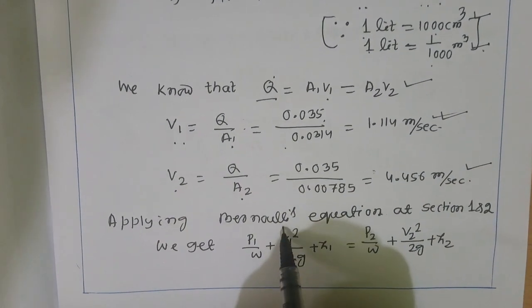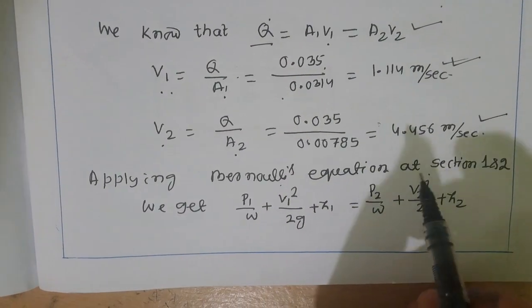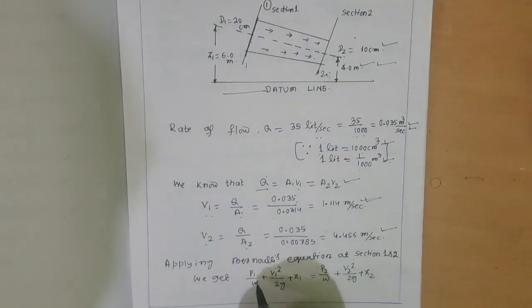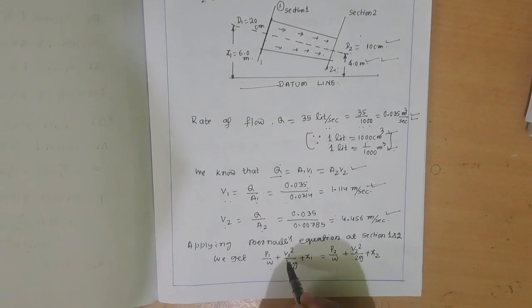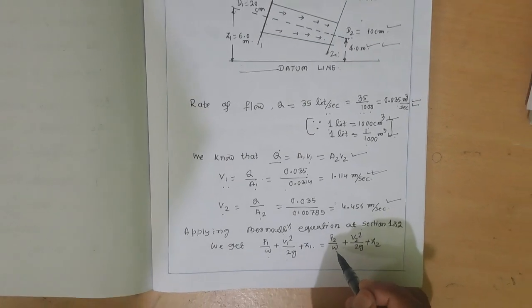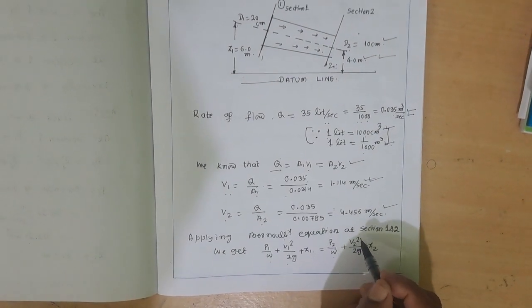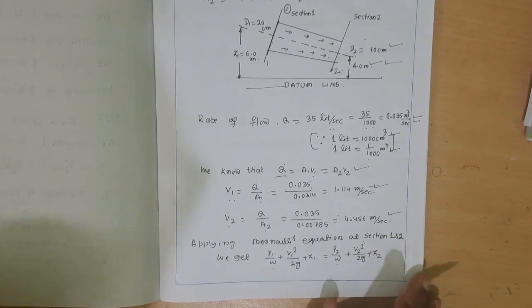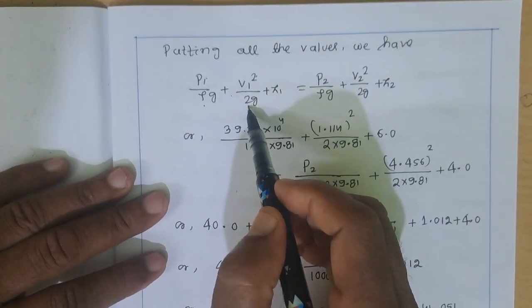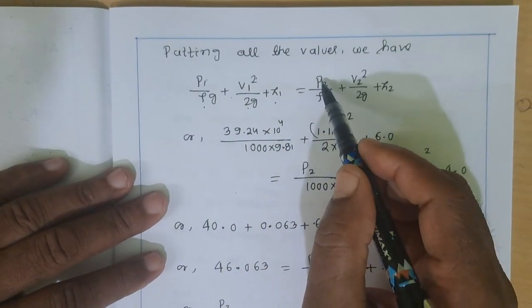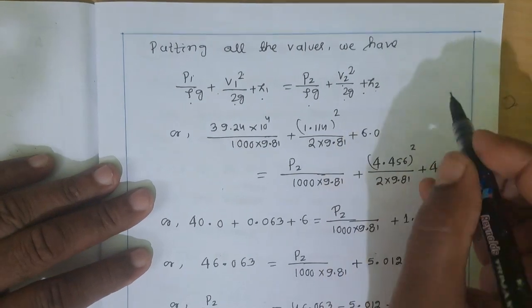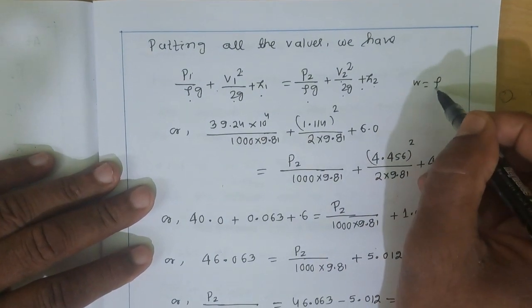Applying Bernoulli's equation at sections 1 and 2, we have P1 by w plus V1 square by 2g plus Z1 is equal to P2 by w plus V2 square by 2g plus Z2. That is, P1 by rho g plus V1 square by 2g plus Z1 is equal to P2 by rho g plus V2 square by 2g plus Z2, because small w is equal to rho g.